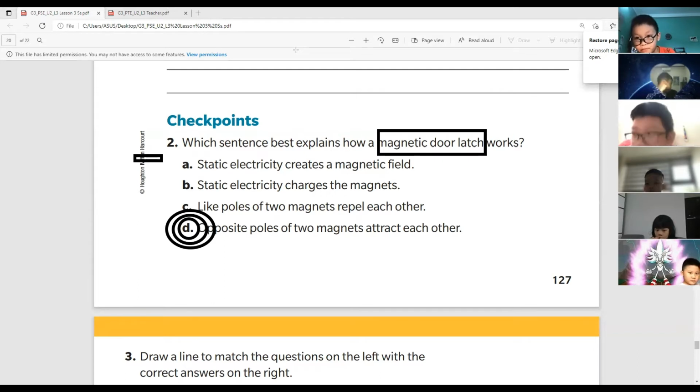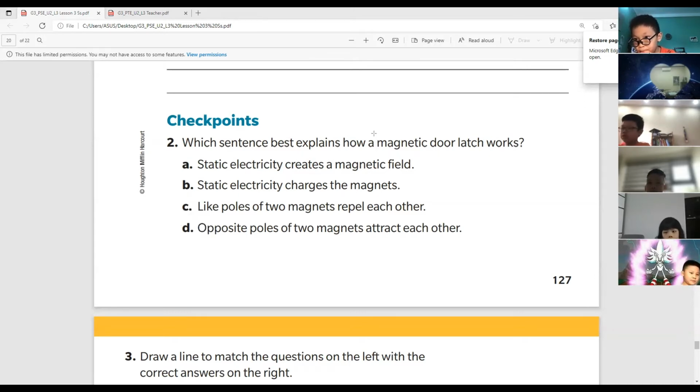Okay, so a latch is something that shuts on the door. If you know, like when your parents turn the lock, that is a latch. It's just what keeps a door shut. So a magnetic door latch is a magnet that holds a door shut.